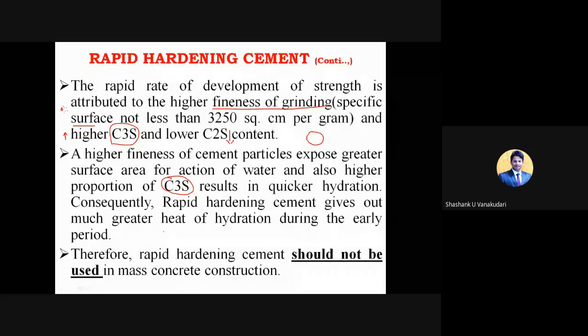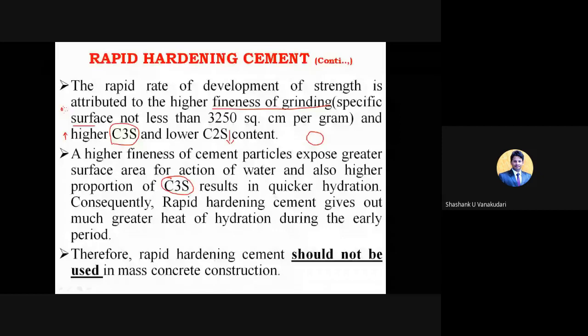So in the early period, the heat of hydration that is generated will be more in this rapid hardening cement. Once it liberates the higher heat of hydration, it is going to set at an earlier time, right? And then it gives the better strength at the end of the hydration process.